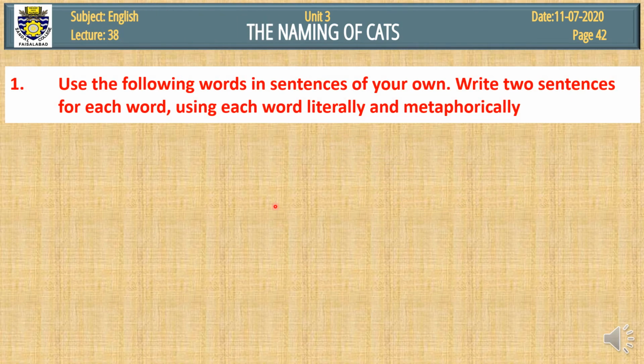Now question number 1. Use the following words in sentences of your own. Write 2 sentences for each word using each word literally or metaphorically. First word is a root. We'll make 2 sentences. In the first sentence, we'll use the word root with its literal meaning, जो उसका book meaning है, जो उसका असल meaning है. And in the second sentence we'll use root metaphorically, जो उसका इस्तियाराती meaning है, जो other than उसका literal meaning हो.